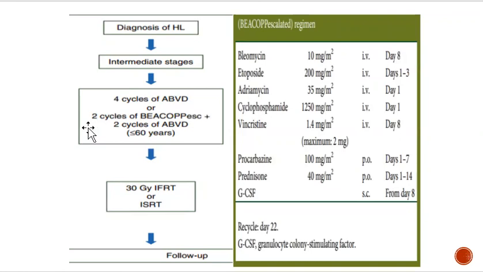4 cycles of ABVD chemotherapy followed by 30 gray of radiation is widely considered standard for intermediate stage in patients under 60 years who are eligible for the most intensive treatment. The standard is challenged by a protocol consisting of 2 cycles of escalated-dose bleomycin, etoposide, adriamycin, cyclophosphamide, vincristine, procarbazine, prednisolone, or BEACOPP escalated chemotherapy regimen, followed by 2 cycles of ABVD regimen and 30 gray of radiotherapy.